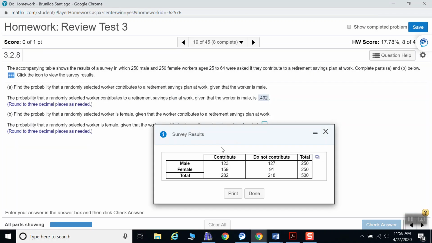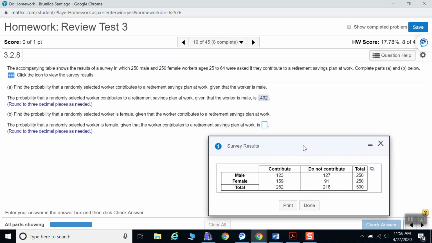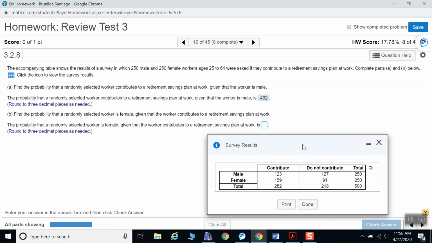So we move on to part number 2, and it seems that is the last part. Find the probability that a randomly selected worker is female, given that the worker contributes to a retirement savings account. So female is before the word given. After the word given, it says contributes. So therefore, we're working with this row. What is after given? That means this is my row.